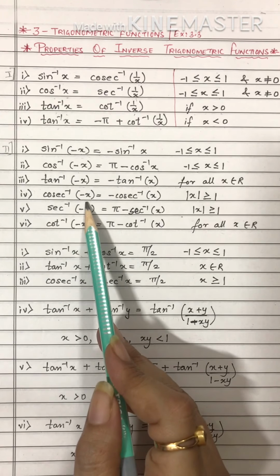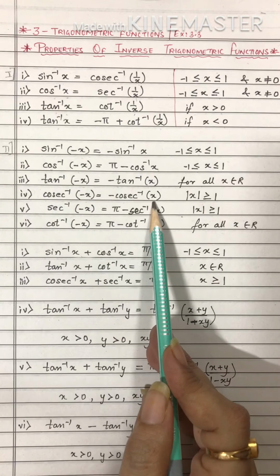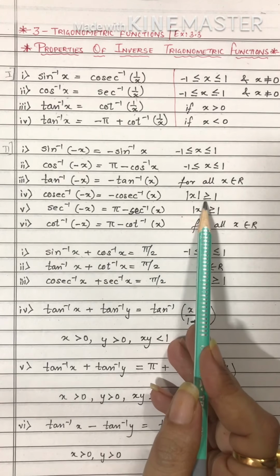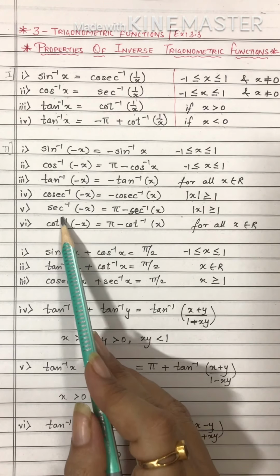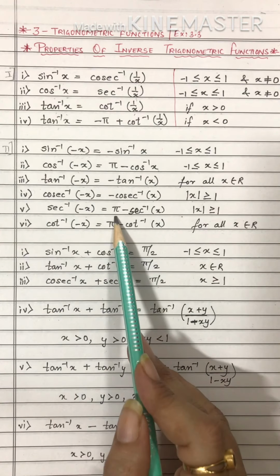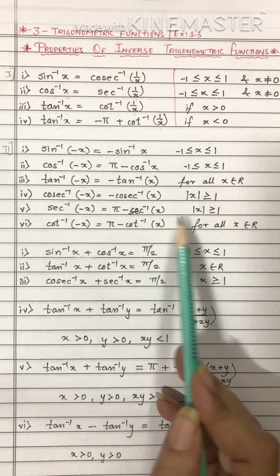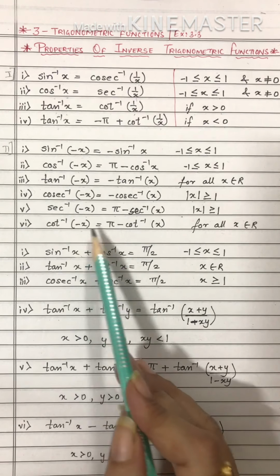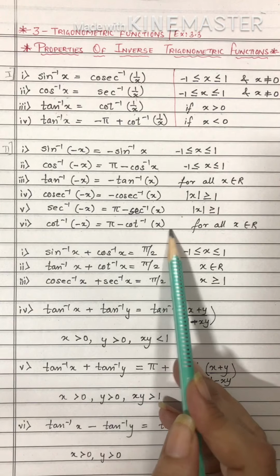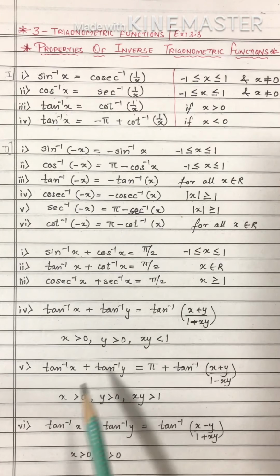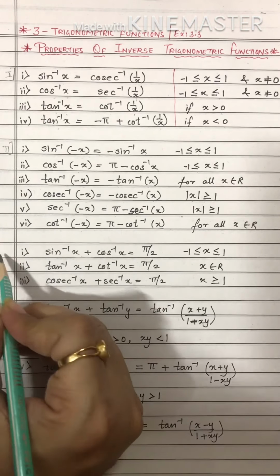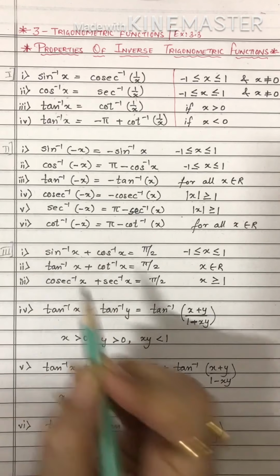Cosec inverse minus x is minus cosec inverse x, where the mod value of x will be greater than or equal to 1. Sec inverse of minus x is equal to pi minus sec inverse x. Then cot inverse minus x is equal to pi minus cot inverse x for all x belonging to R. This is the third set of formulas which you need to know.